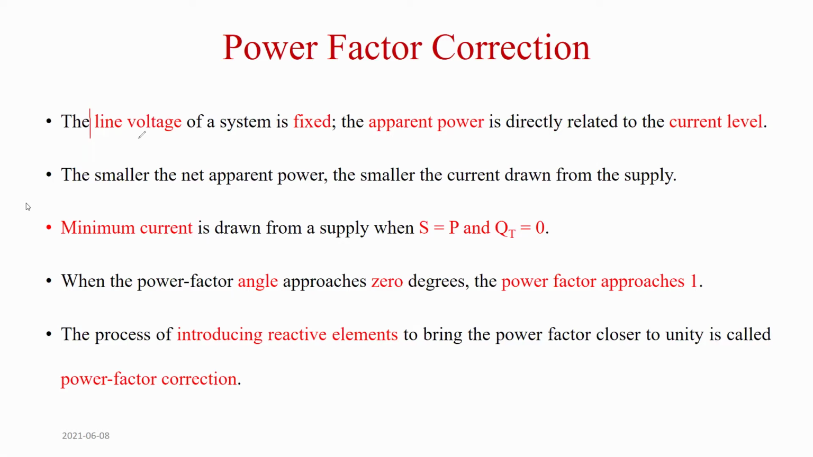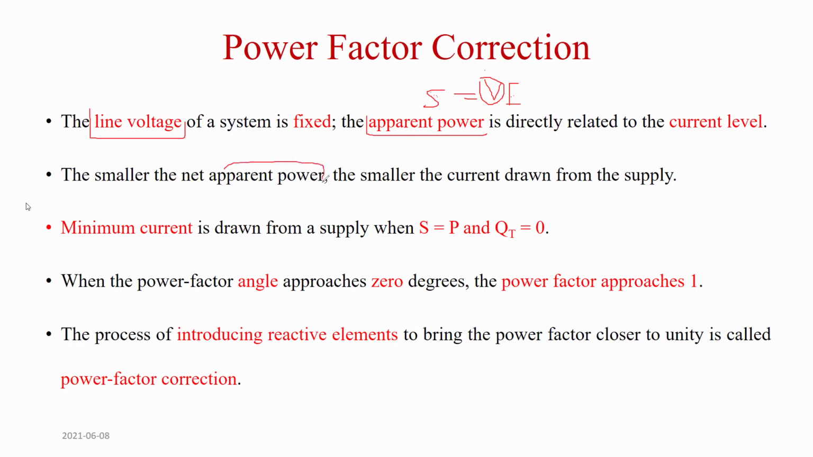So the line voltage is fixed. We know that. The 240 volt coming to your house, single phase, 415 line to line, voltage is fixed. Apparent power, which is S, is VI. V is constant, so S is a function of I, because V is fixed. So when I increases, S increases. When S increases, I increases.